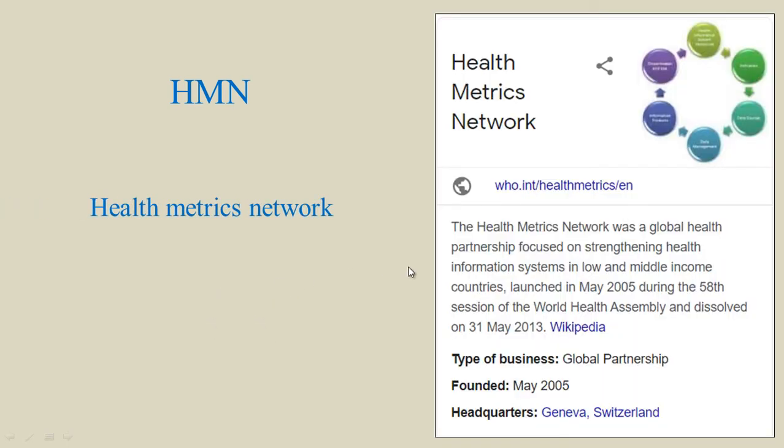HMN, Health Matrix Network. The Health Matrix Network was a global health partnership focused on strengthening health information systems in low and middle income countries, launched in May 2005 during the 58th session of World Health Assembly and dissolved on 31st May 2013.